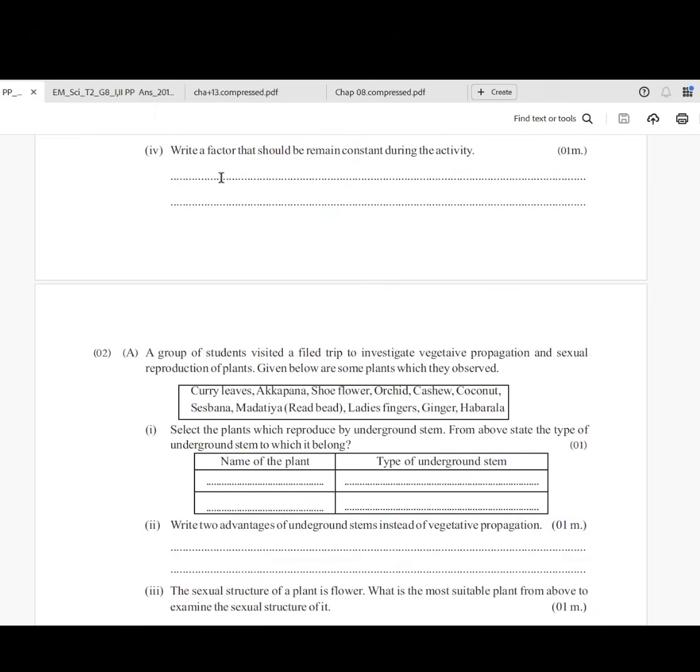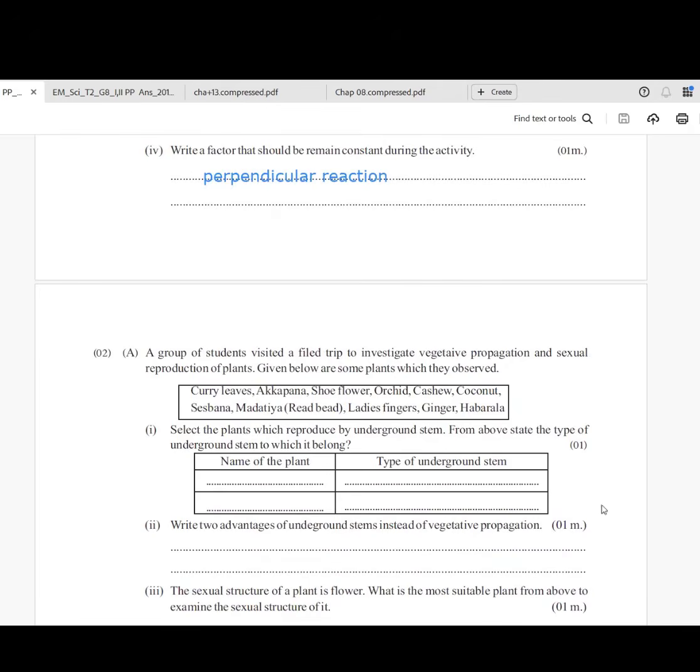Write a factor that should remain constant during the activity. Here we are going to see the effect of the nature of the surface. So we have to keep the perpendicular reaction constant. It's equal to the mass or the weight of the object.